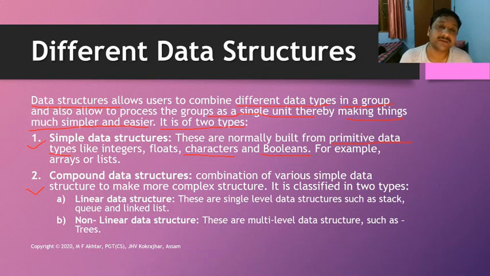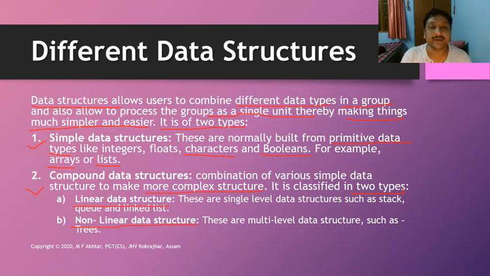The simple data structures are named as arrays or lists. We already know lists, we have learned them, and in this chapter we are mostly using lists. Now the second one is compound data structure. A compound data structure is a combination of various data types to make a more complex structure. Suppose we want to store more complex data, so much data, then at that time we need a compound data structure. It is also classified into two types. What are those types? Linear data structure and non-linear data structure.